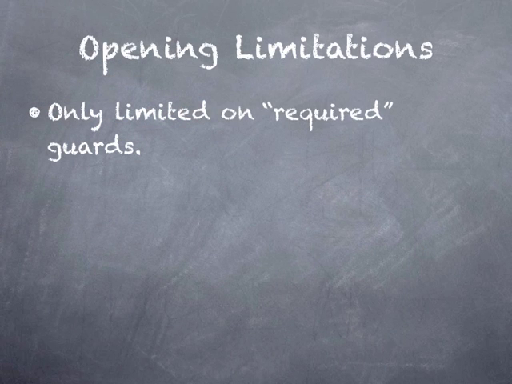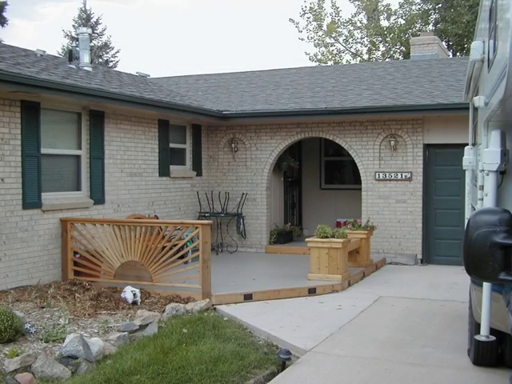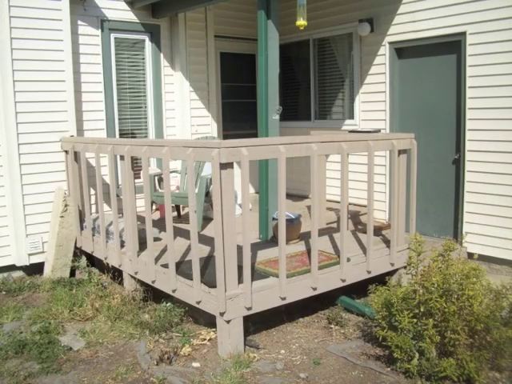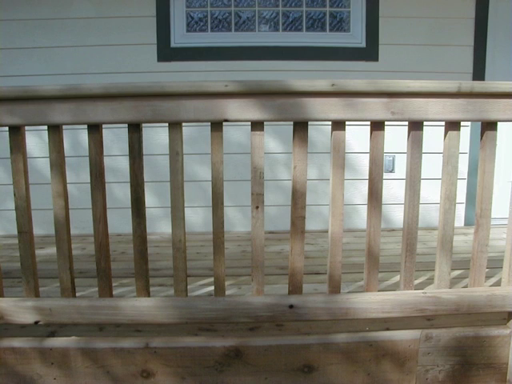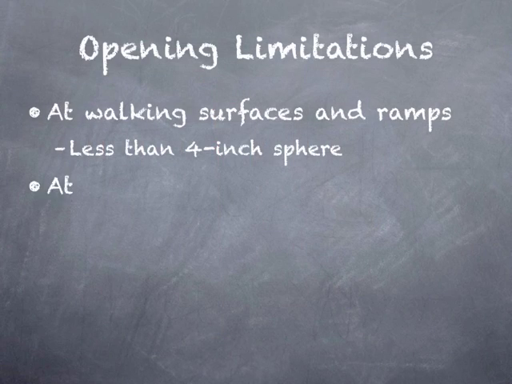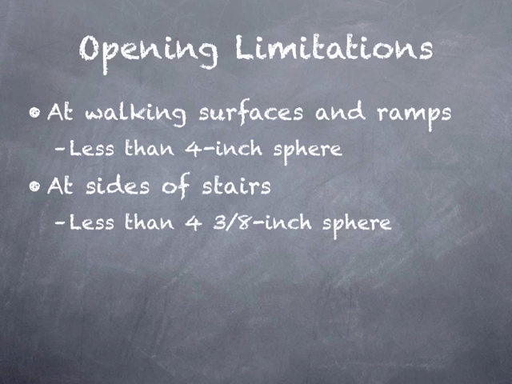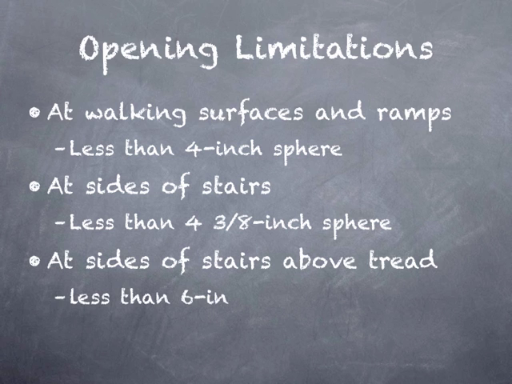Required guards have limitations to the size of the openings through the guard, but the guards on these decks are not required and are not restricted in opening size. Opening limitations vary under a few conditions. At walking surfaces, including ramps, the area between the deck surface up to 36 inches high cannot allow the passage of a 4-inch sphere. But at the sides of stairs, it becomes a 4 3/8-inch sphere, and it increases again in the area above the tread to a 6-inch sphere.